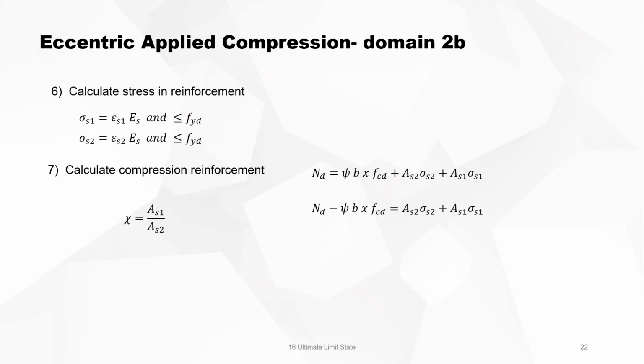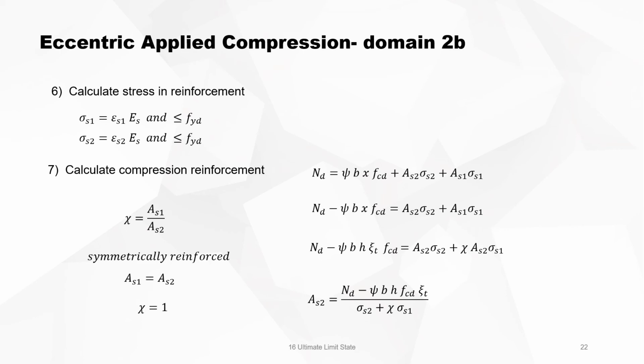So what we will do, it's just a small trick. We say that Chi equals the proportion of the two reinforcements. If we do that and we replace AS1 with Chi AS2, then we have a formula to calculate the compression reinforcement, but we still have the factor Chi. So what to do? If you have a symmetrically reinforced section, you take Chi equals to 1.